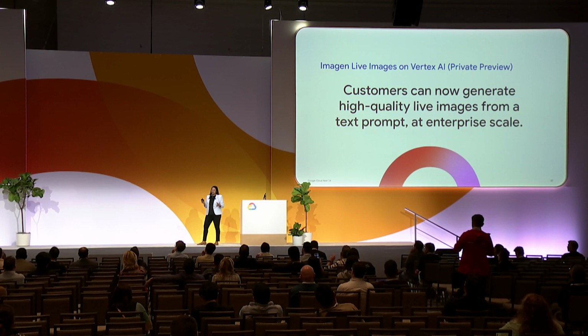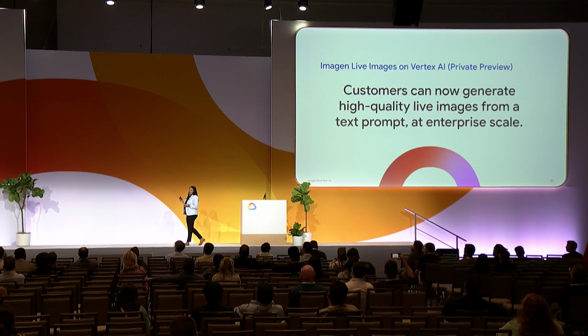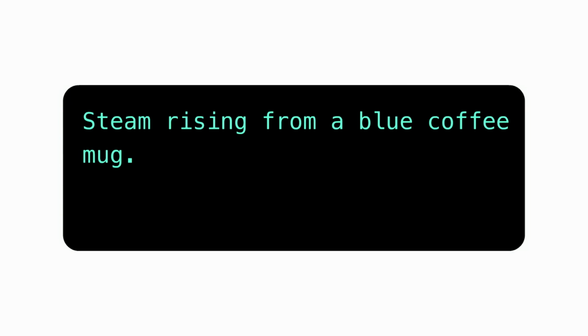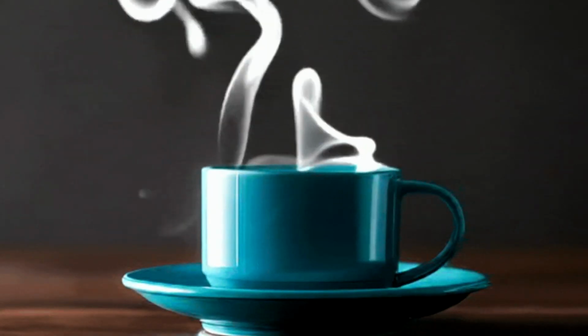Seeing that there is such a vast market and need for this, we are happy to announce Imagine Live Images on Vertex AI, which is currently in private preview. With this, customers can now generate high-quality live images using a text prompt and at enterprise scale. So what does the product do? It's very simple. You give it an input text prompt, and it generates a short 4-second live image that visualizes the content of that prompt.